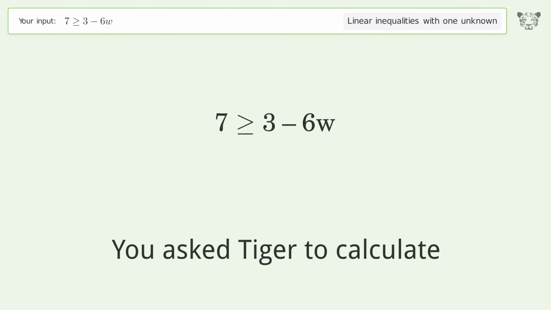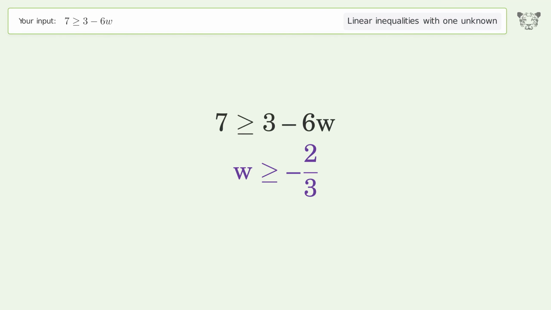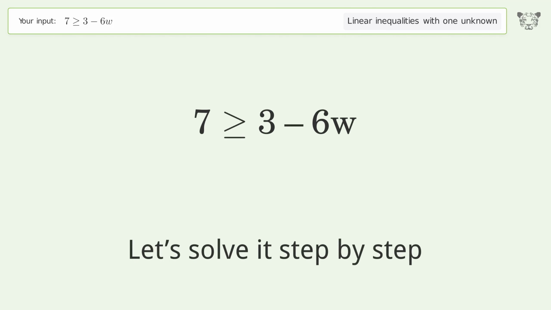You ask Tiger to calculate. This deals with linear inequalities with one unknown. The final result is w equal or greater than -2/3. Let's solve it step by step.